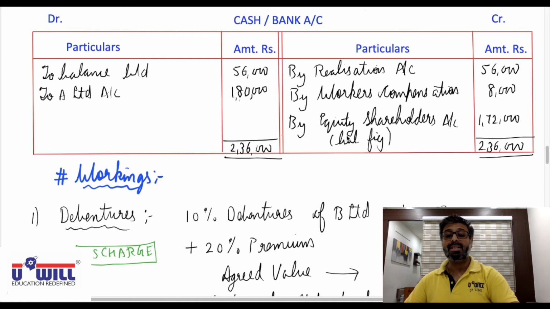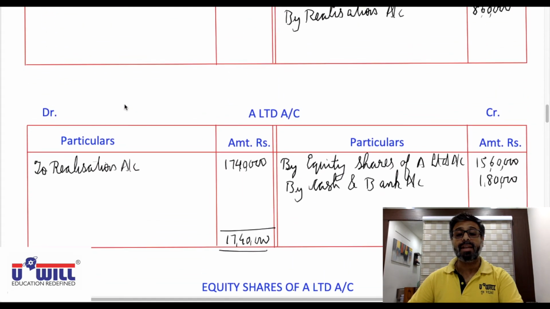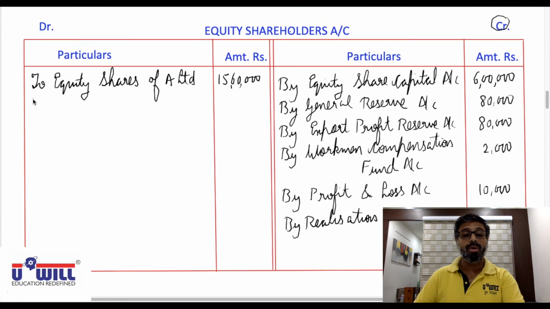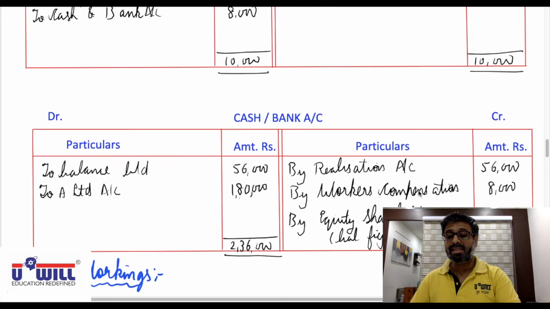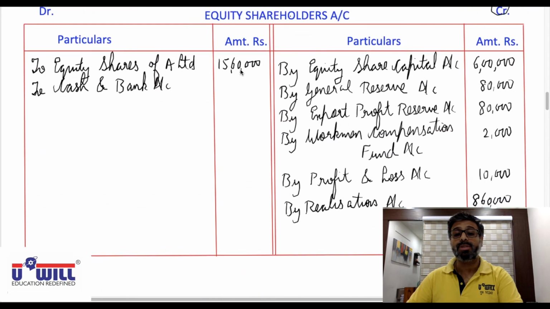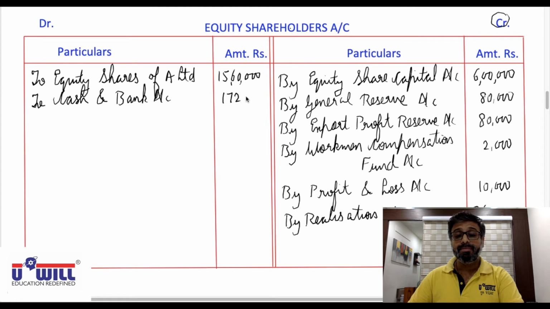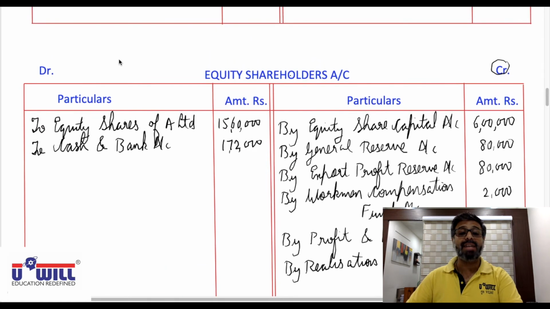Okay. Opposite side in equity shareholders, again it will come to cash and bank account. To cash and bank account, what amount? Amount of balancing figure 1,72,000. Now if at all journal entry was asked, equity shareholders is on debit side, so equity shareholders account debit to equity shares of A Limited 15,60,000, to cash and bank 1,72,000.